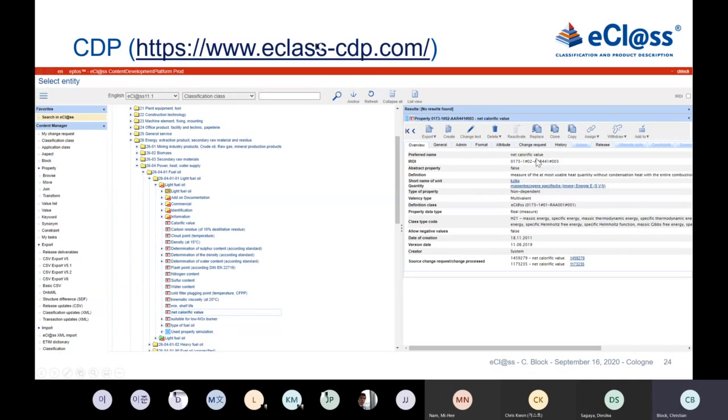And what you can see here, each of such structural elements has an IRDI. We have preferred names. We have definitions. We have the unit system linked to these properties and so on. So it's a full dictionary which can be used in different kinds of data exchange.